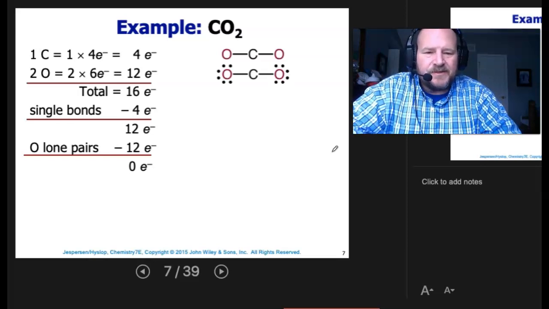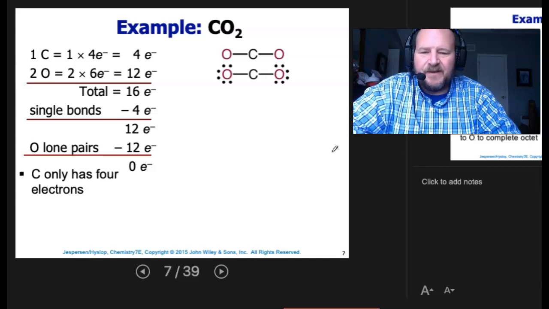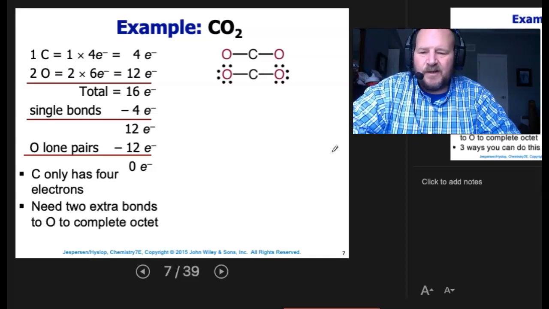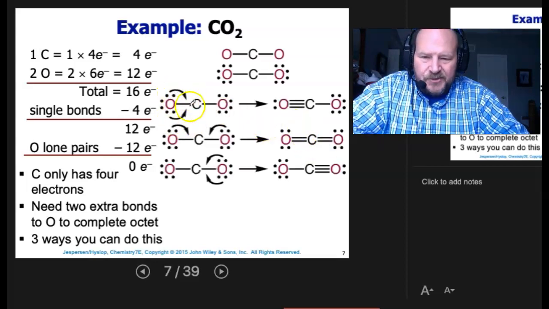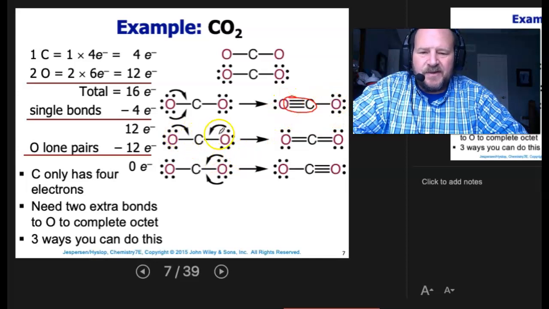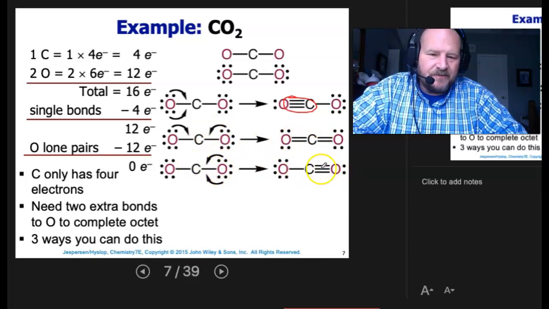Now before, what we would do is start to put pairs of electrons in between the carbon and the oxygen to make sure that the carbon also gets its octet. So as drawn, we can see it only has 4 electrons, which means we're going to need 2 extra bonds to oxygen to complete that octet. So now there's several different ways we can do this. We can take 1 oxygen and push 2 pair in, forming a triple bond and a single bond. Now everybody's happy. Each one of them can donate 1 pair, that gives us 2 double bonds, or the other one can donate 2 pair, and that gives us another triple bond.